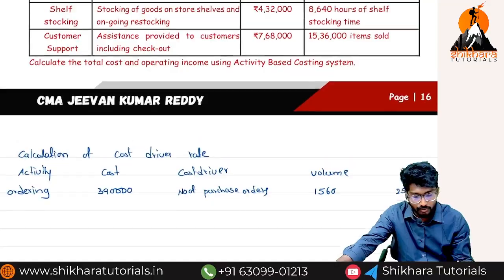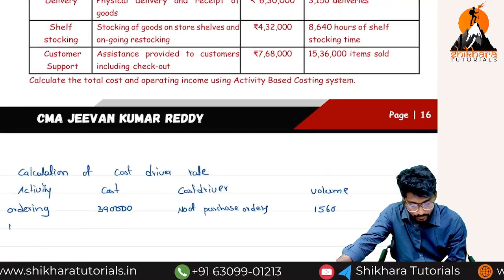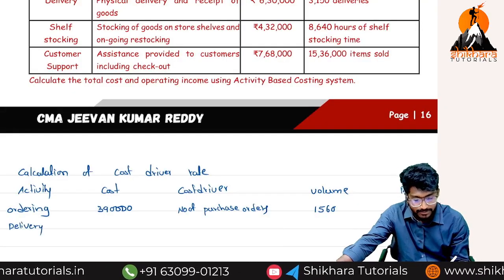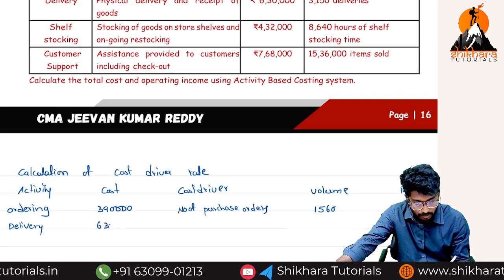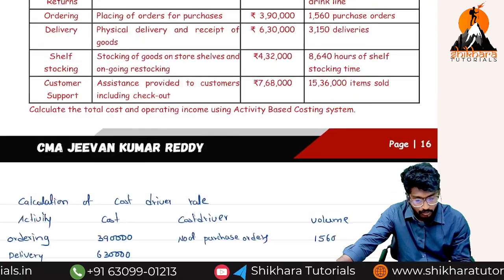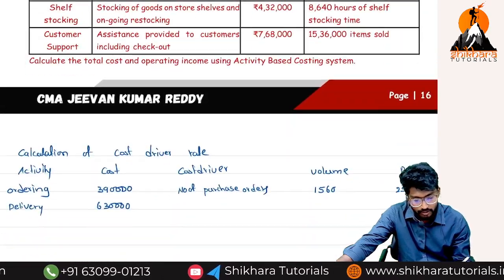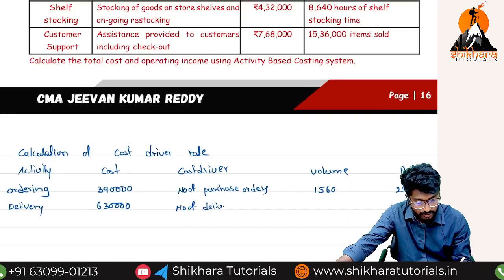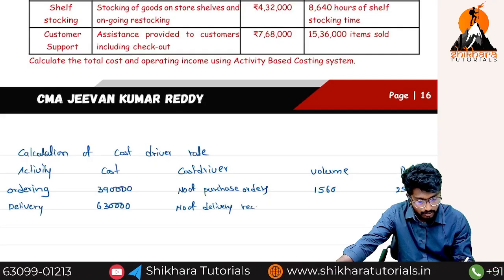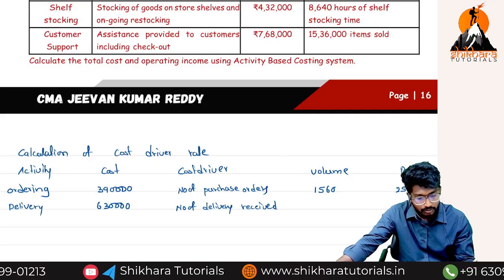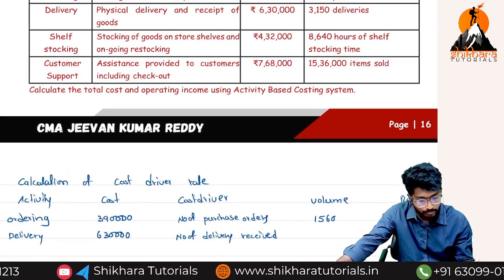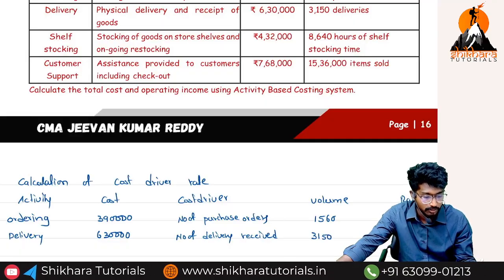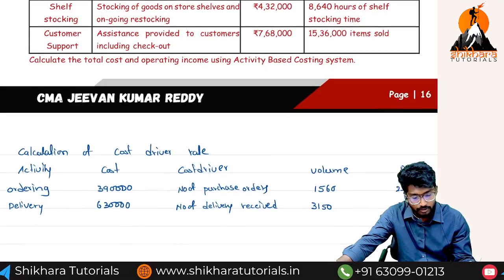Next. What is the next one? Delivery. How much? 6 lakhs 30,000. Now what is the cost driver? Number of deliveries received. What is the volume? 3,150. Now the rate is 200 per delivery.